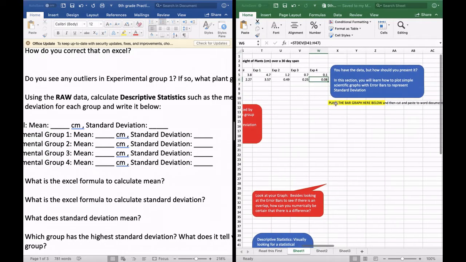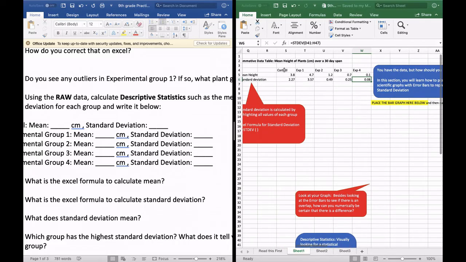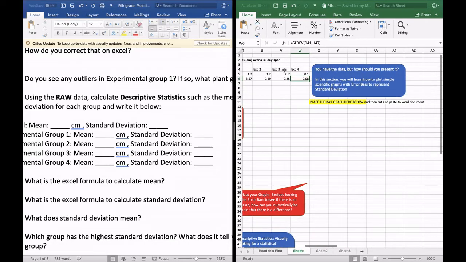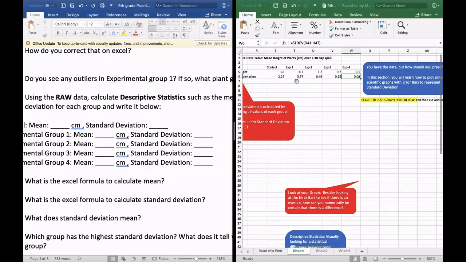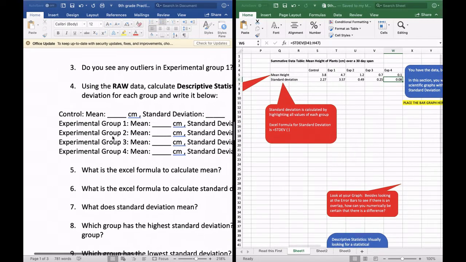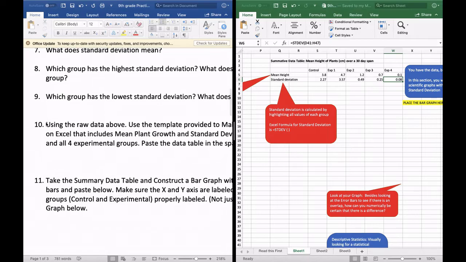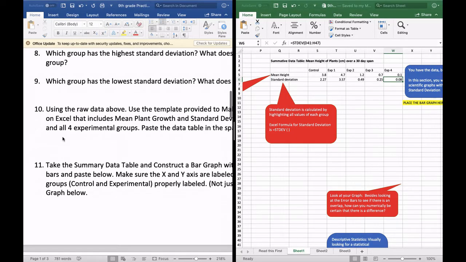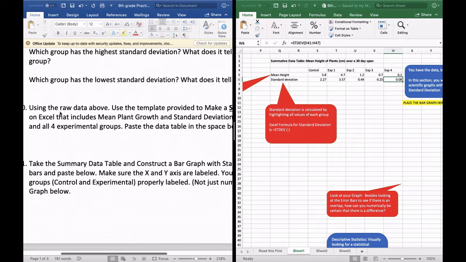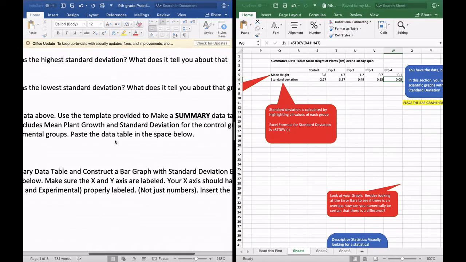So now you have your data, and you have your summative data in a nice table. What are you going to do with that? If you go back to the Word document, you can now answer questions 5 through, I guess, 10 already. And for 10, it says that you need to paste the data table in the space below.